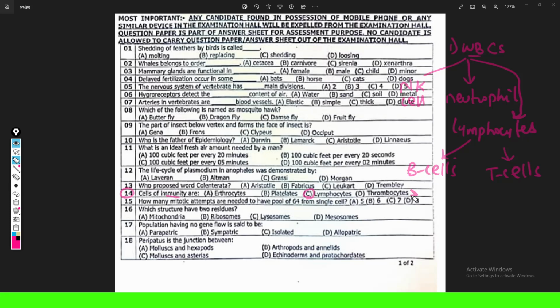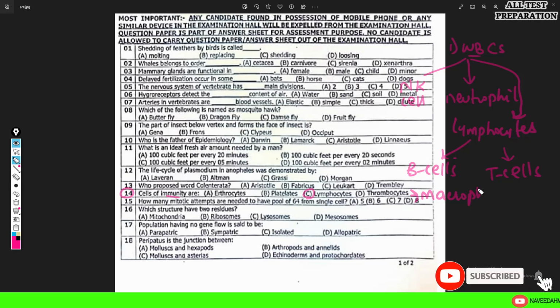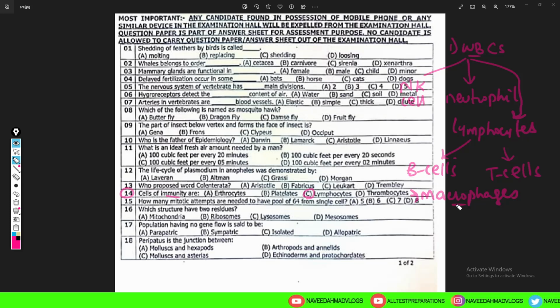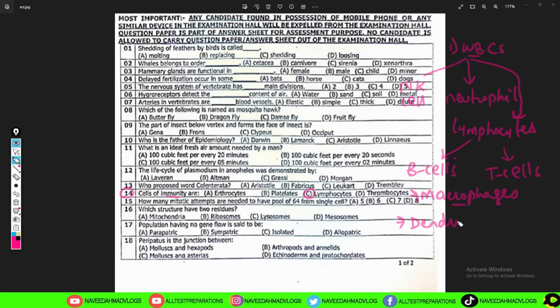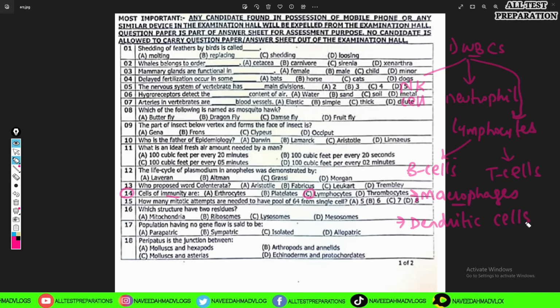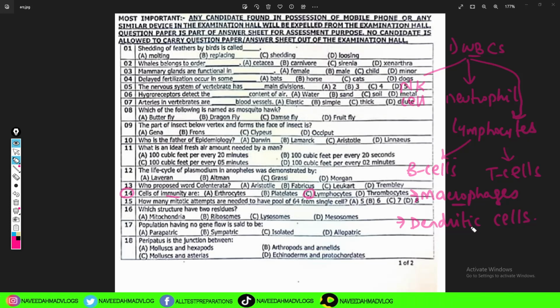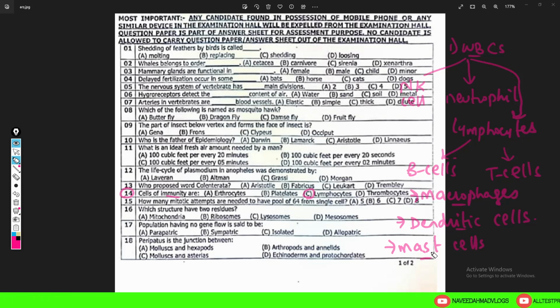Cells of immunity also contain macrophages, which are large phagocytic cells that engulf pathogens or certain microorganisms. Another are dendritic cells. Dendritic cells are also antigen-presenting cells to T cells in order to activate immune response. Another type of immune cells are mast cells. Mast cells are responsible for allergic responses and inflammation. So these are immune cells, but the cells of immunity are lymphocytes.